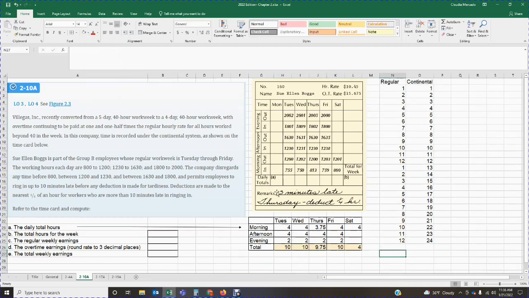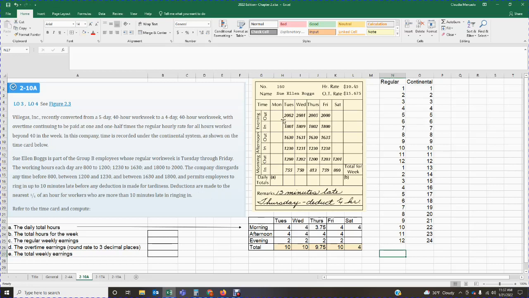And the only adjustment is even provided to you in the problem. The only adjustment is that 13-minute late that was done on Thursday. That was the only day that the employee was late more than 10 minutes. All of the other adjustments are between the times, and it says here the working hours each day, and that the company disregards any time between these times, and permits employees to ring up to 10 minutes late before any deductions are made for tardiness.